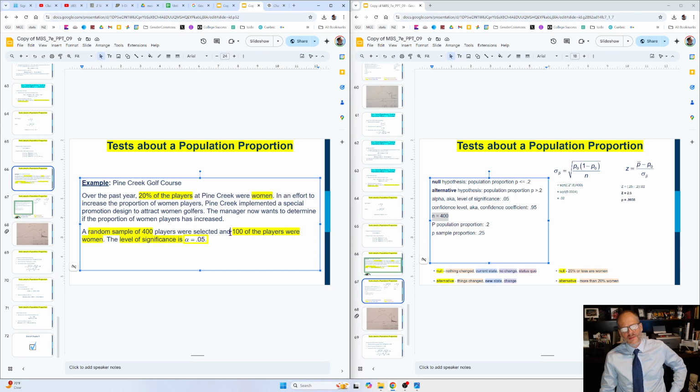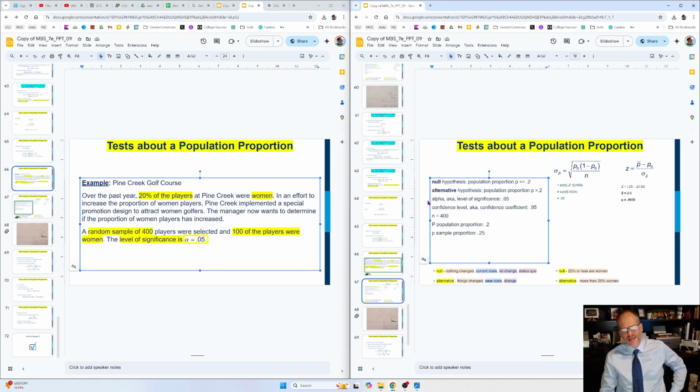And out of all those people sampled, 100 of those players were women. So 100 over 400 is 1 over 4, or 0.25, right? And so we put 0.25 as the sample proportion in here. But that's going to be our alternative hypothesis, that the population proportion, p, is greater than 0.2. So those are our hypotheses.